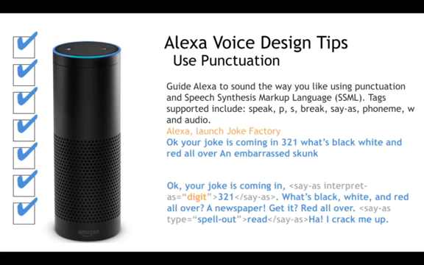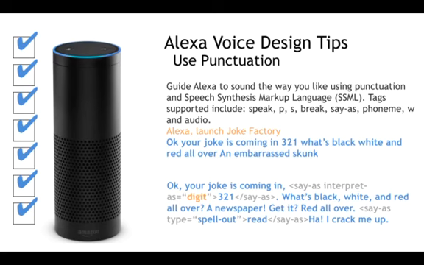And then say-as, type spell-out. So instead of reading this word just as a word, it's going to spell it out. So it's going to say, get it, read all over, R-E-A-D, and then, ha, I crack me up. So in the second one, we're actually telling a joke. In the first one, we're just reading a bunch of text that would be very hard to parse. Jokes are all about timing, so being able to control that is very important, and you can achieve it using SSML.